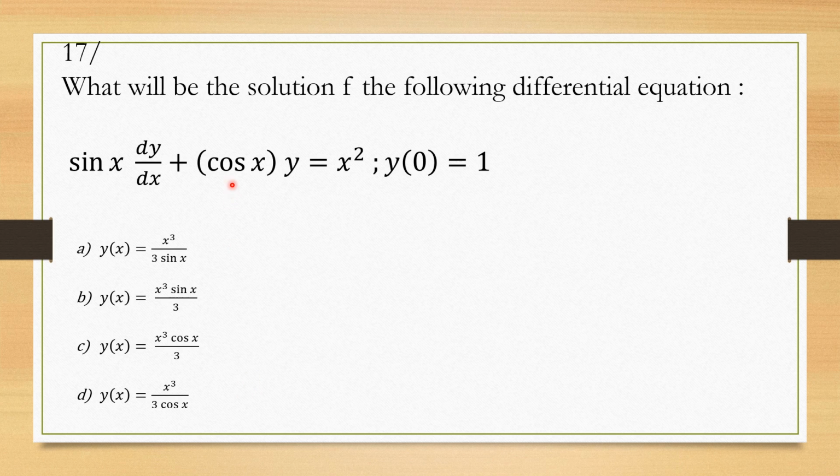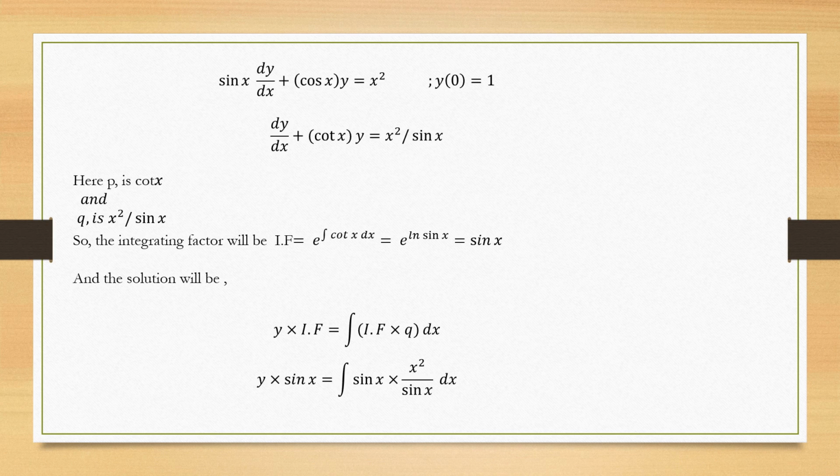Here is the next question: what will be the solution of the following differential equation? The differential equation is given as sin x dy/dx + cos x y = x square, and the boundary condition is given as y(0) = 1. And the options are x cube by 3 sin x, x cube sin x by 3, x cube cos x by 3 and x cube by 3 cos x. So let's see. In the question it has been given that sin x dy/dx + cos x y = x square.